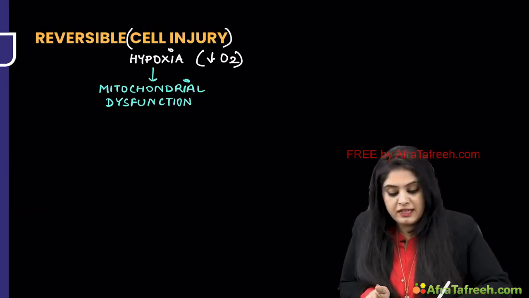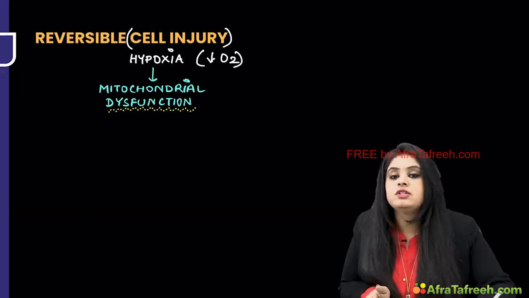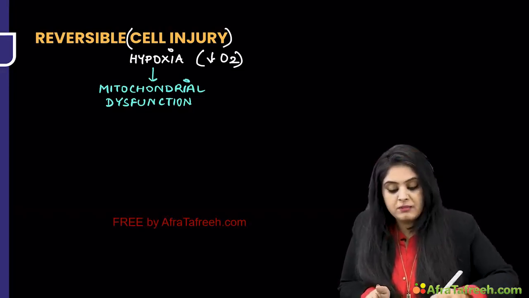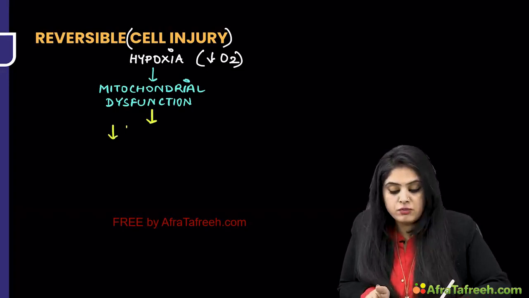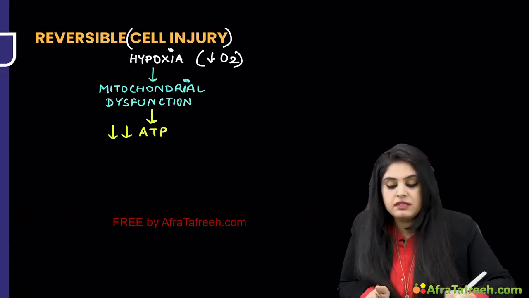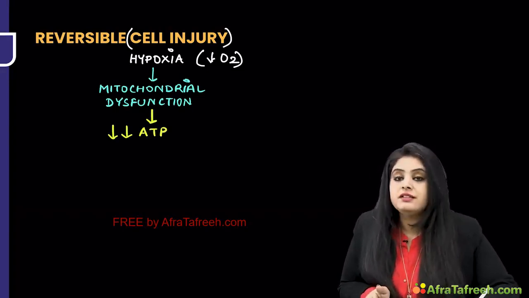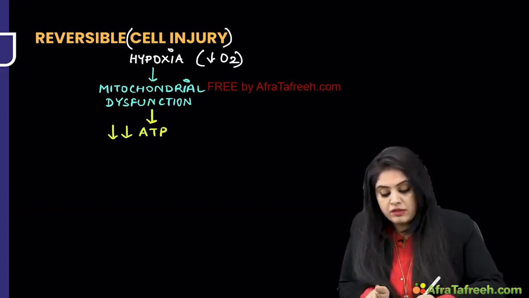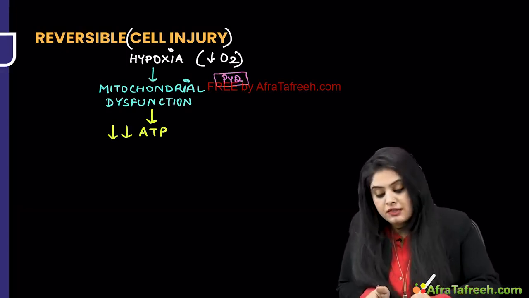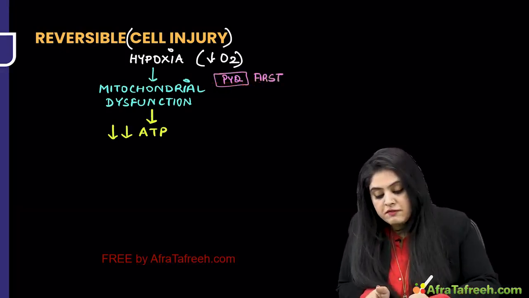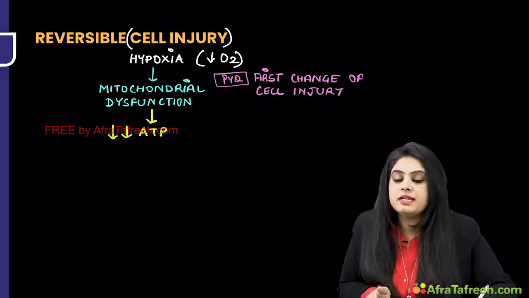But now I'm saying that there is a mitochondrial dysfunction, which means that the mitochondria is not going to function properly, and there is a decrease in the ATP production. Now guys, be very, very cautious over here, because now I'm going to tell you some PYQs alongside. The first question that has come in the paper is: what is the first change of cell injury? You can see that is a problem in the mitochondria. Mitochondria not working means ATP production gone down.